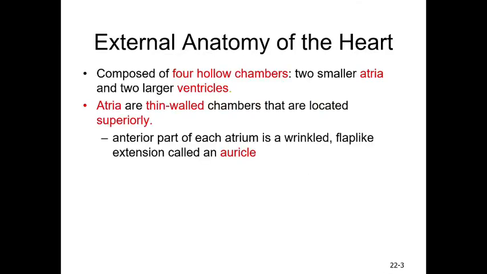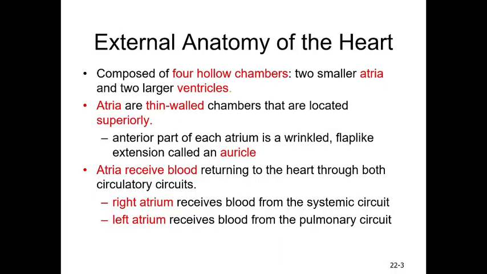Looking at the heart externally, while you can't see it from the outside, inside there are 4 hollow chambers. There are 2 atria, each one is an atrium, and there are 2 larger ventricles. The atria are the more superiorly placed chambers. External or attached to the atria is a big wrinkled flap-like structure referred to as an auricle, and you've seen that the outside of the ear is also called an auricle. So you've seen that term before in the ear.